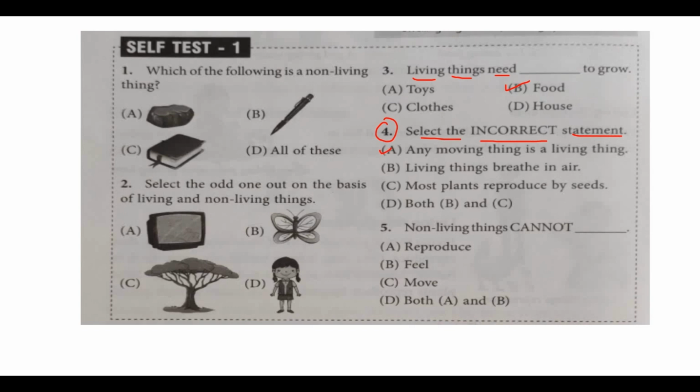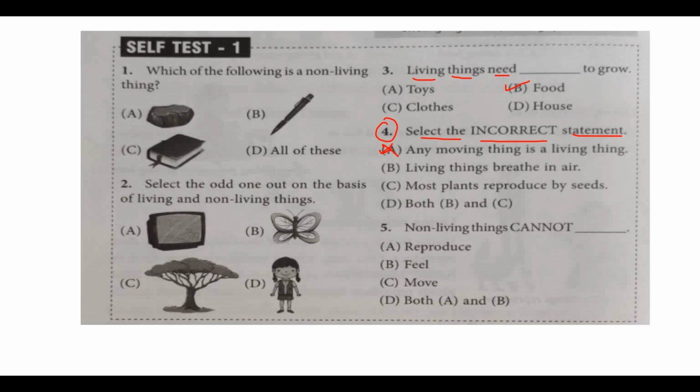For example, if paper is flying because of air, we cannot say that paper is a living thing. So this is not possible for all moving things to be living things. So this is A. A is your incorrect option. The first option itself is incorrect, because any moving thing is not a living thing, because non-living things also move, though they cannot move on their own.